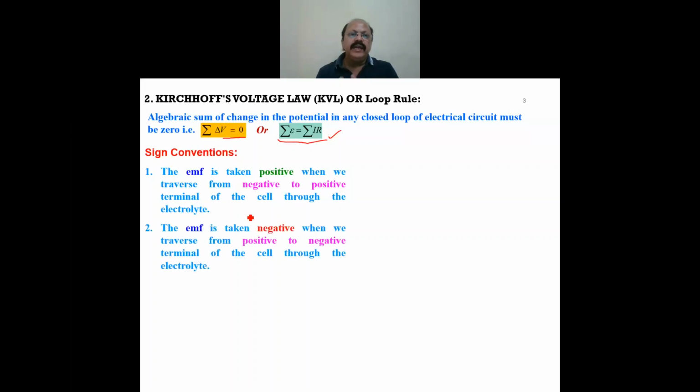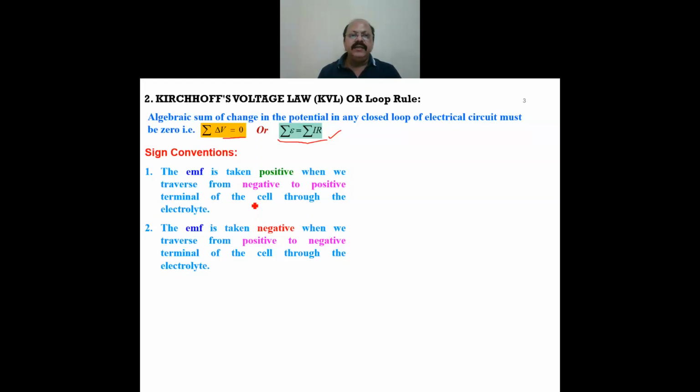So these two sign conventions, further you understand. The first one is when the loop's direction is from the negative terminal to the positive terminal of the cell, then the EMF is taken as positive. That is, from lower potential to higher potential when we move, the EMF of the cell is positive. If the direction of the loop is from the positive terminal to the negative terminal of the cell, that is from higher potential to lower potential, then the EMF of the cell is taken as negative. So you just remember it.